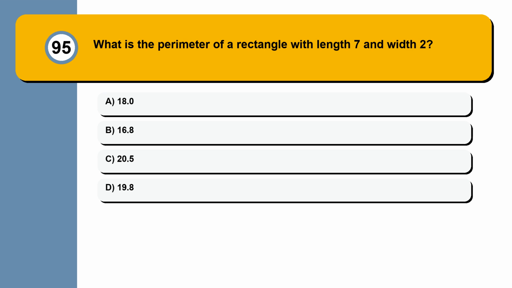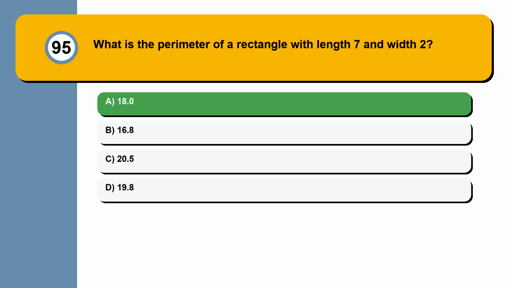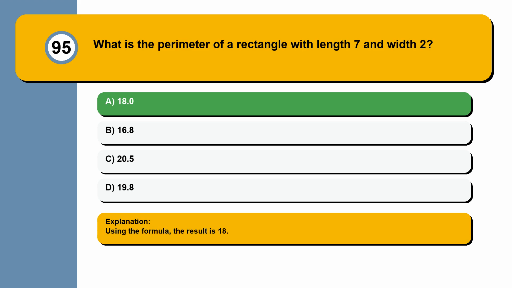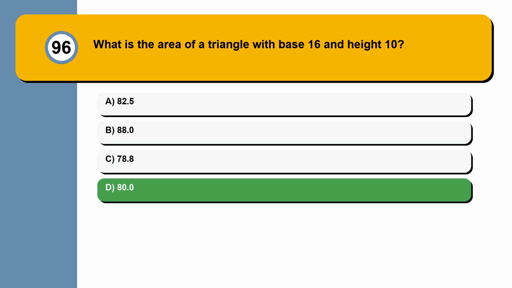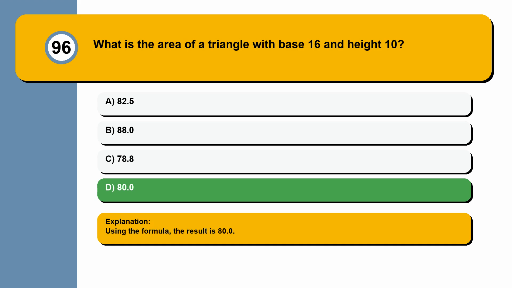Question 95. What is the perimeter of a rectangle with length 7 and width 2? 18.0, 16.8, 20.5, 19.8. Using the formula, the result is 18. Question 96. What is the area of a triangle with base 16 and height 10? 82.5, 88.0, 78.8, 80.0. Using the formula, the result is 80.0.